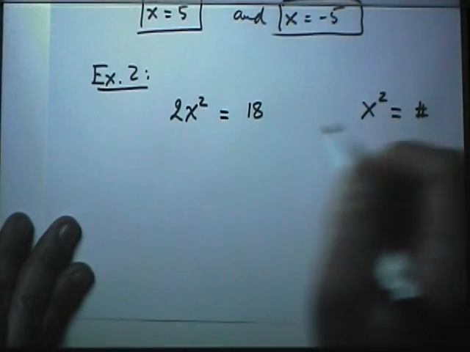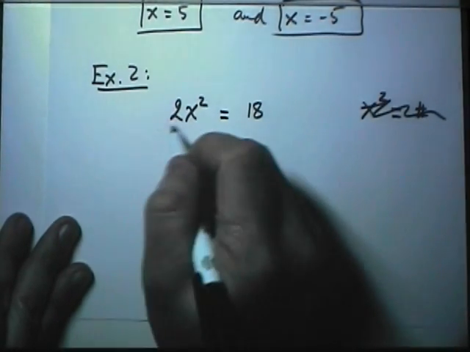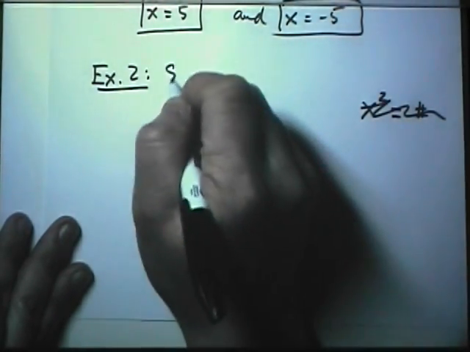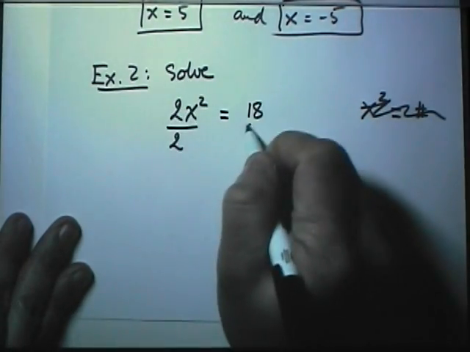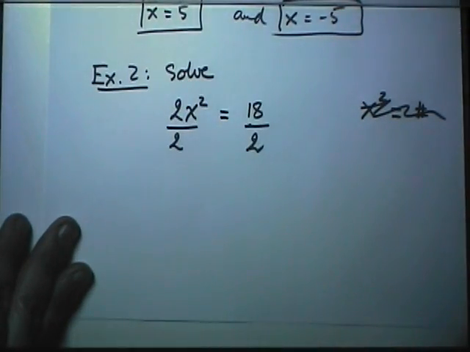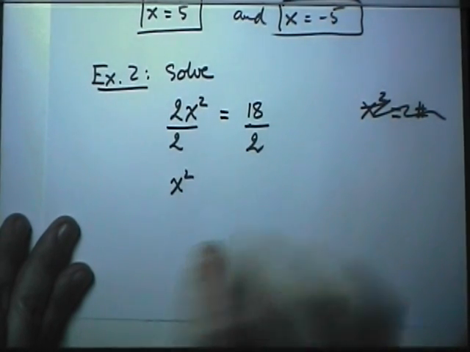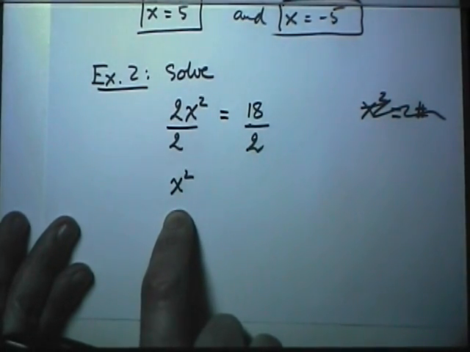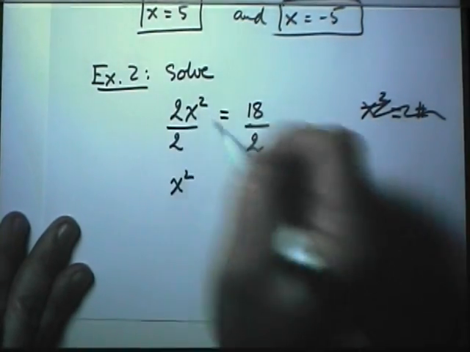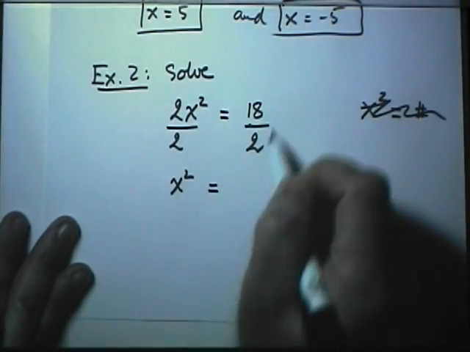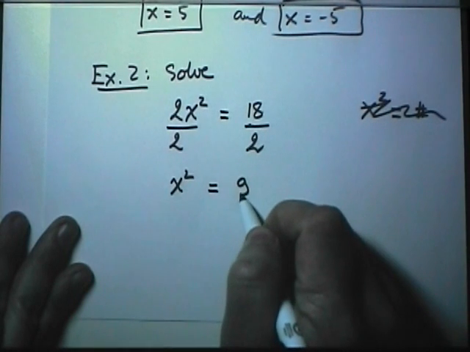So what I need to do is divide both sides by 2. By the way, this is a solving problem. Dividing both sides by 2, I get x squared standing alone by itself. That's where I'm happy on the left side. On the left side, the 2 cancels with the 2, and I get x squared. On the right side, 18 divided by 2 is 9.